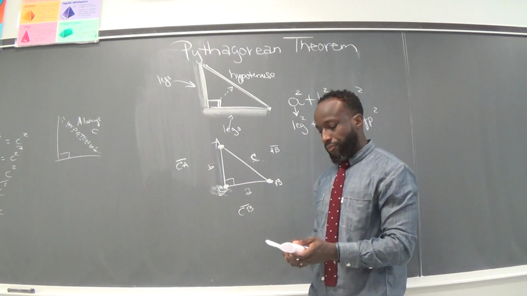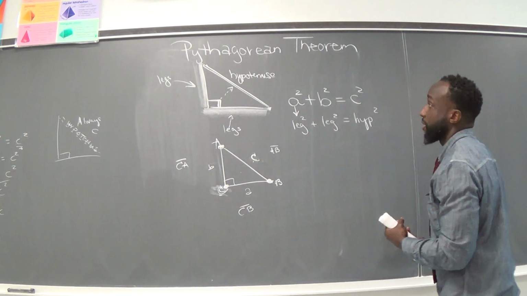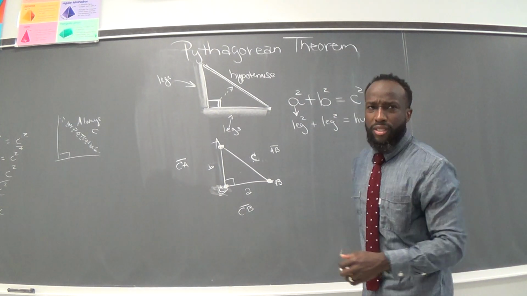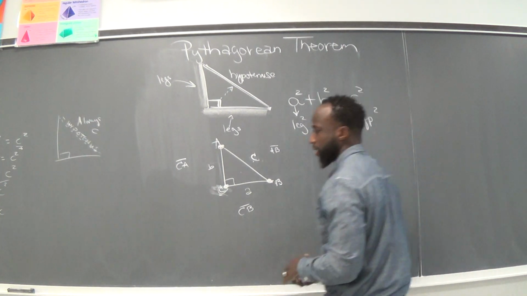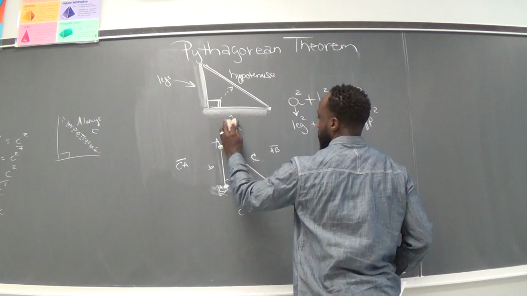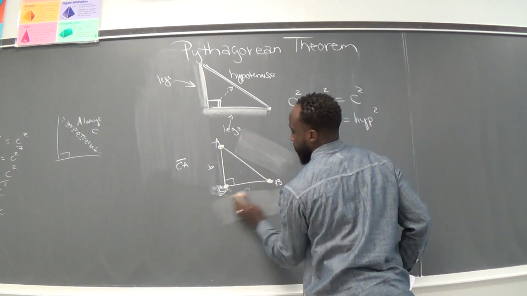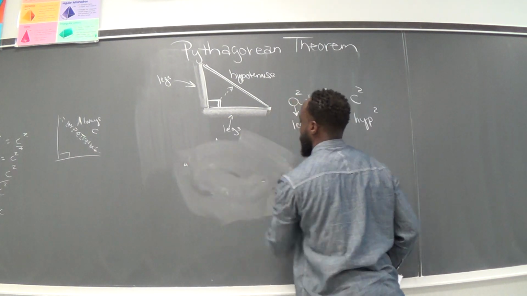Okay, we good? All right, so now let's look at some examples. The reason that Pythagorean Theorem is significant is because we have to take the square root at the end. So let's look at some examples here. Let's label this triangle and solve for it. Let's make it a little bit bigger.